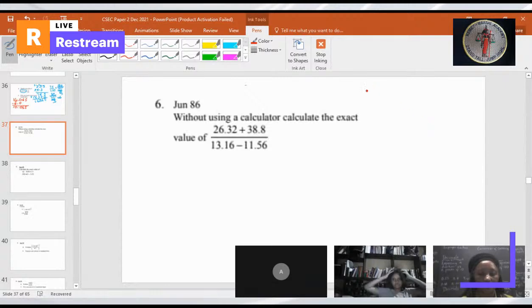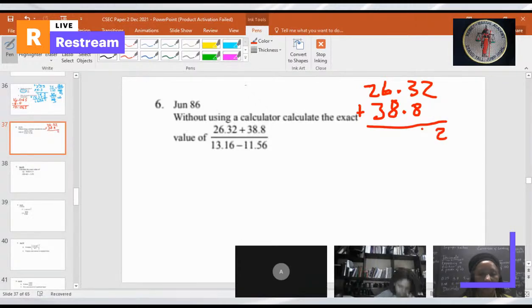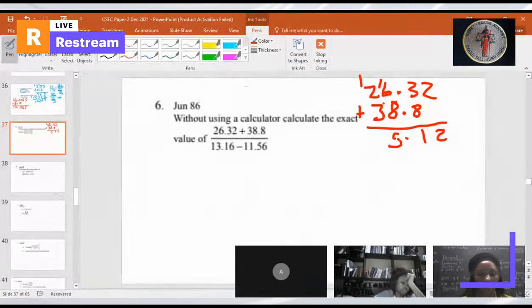So we're going to do, without using a calculator, calculate the exact value of 26.32 plus 38.8. Okay, Miss. So 26.32, and we're adding 38.8. So 2 plus 0 is 2. 8 plus 3 is 11. Put down the 1, carry the 1. 8 plus 7 is 15. Put down the 5, carry the 1. And 3 plus 3 is 6.